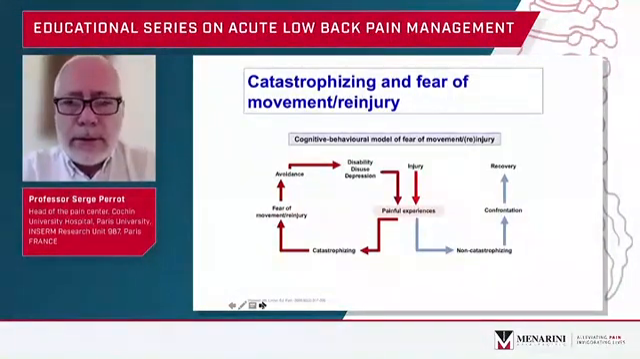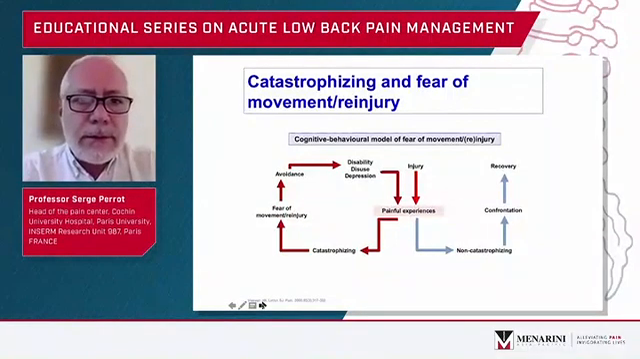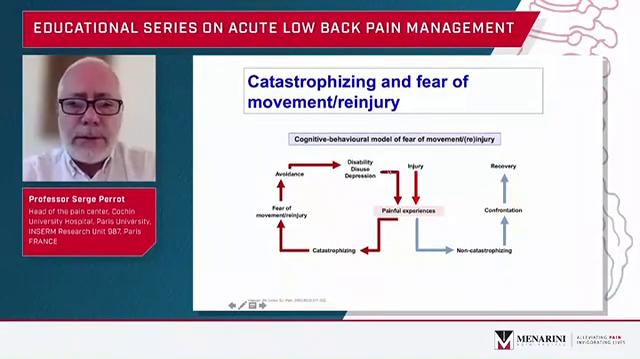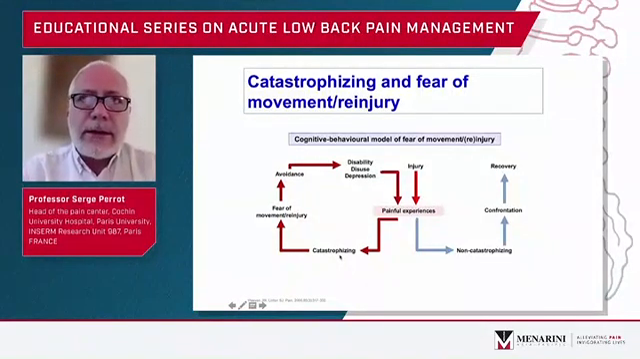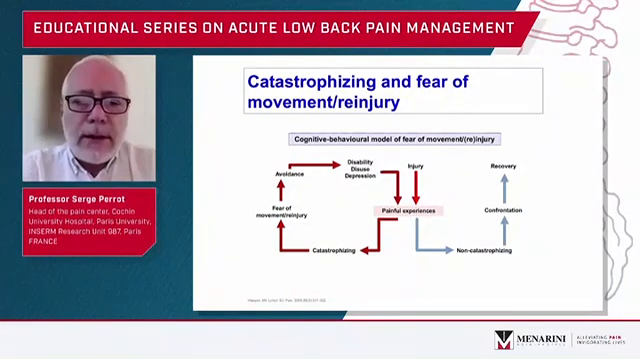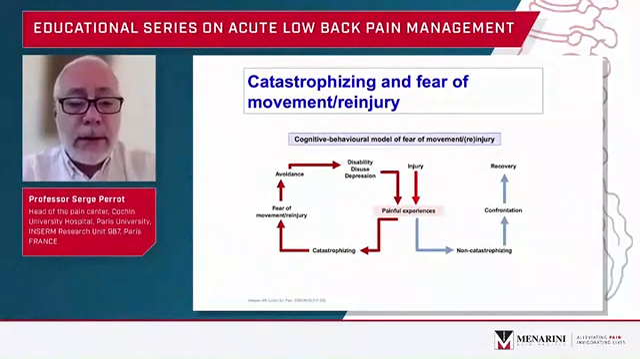This is the vicious circle of catastrophizing and fear of movement. After back pain, after injury of the back, if the patient has catastrophizing, that means that he thinks that the pain is something severe, that there is a risk of disability, then he will have fear of movement.